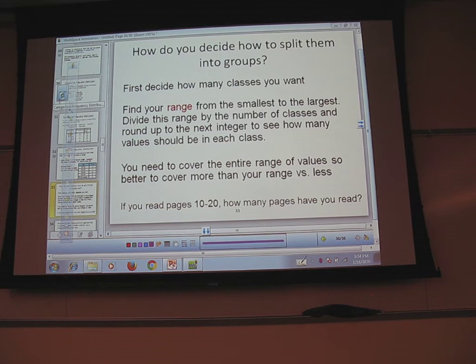So really, the range is 10 to 20, but this is really 10 plus 1, your range plus 1. That's 9 pages are right there.